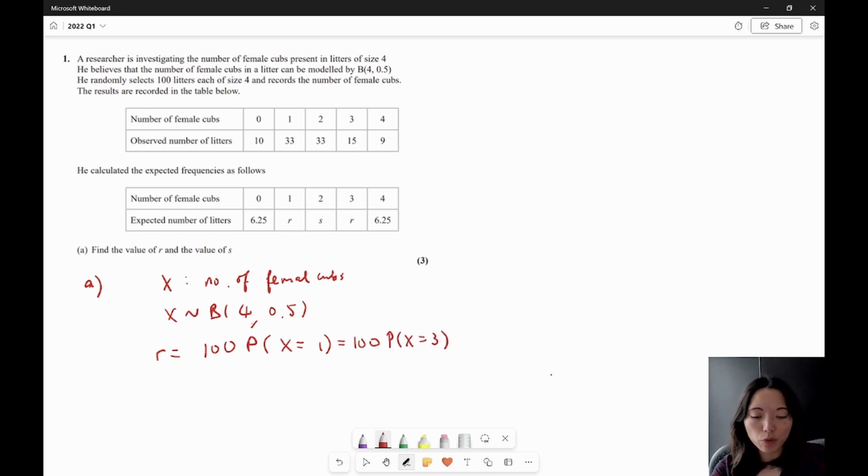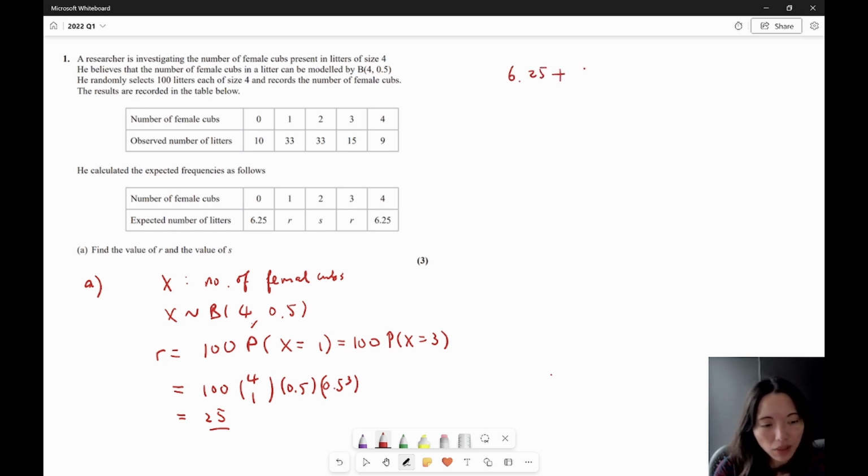X is expected to follow a binomial distribution, so we can work out the probability of X equals 1 using the probability for binomial distribution. So X equals 1, that's 4 choose 1, and that's how we work that out, and R equals 25. Similarly for S, there are two ways to work out S, because we know that the total number needs to be 100. One easier way to work that out would be to say 6.25 plus R plus S plus R plus 6.25 equals 100, and we know that R is 25, and therefore S has got to be 37.5.